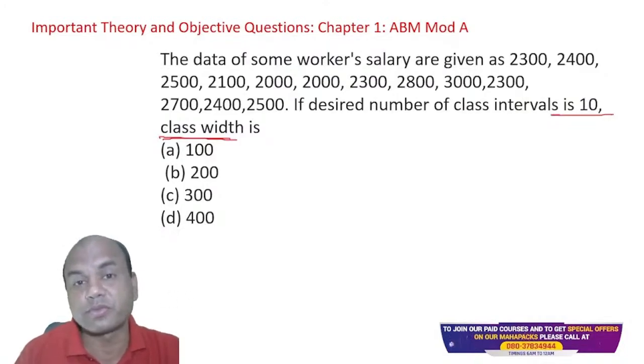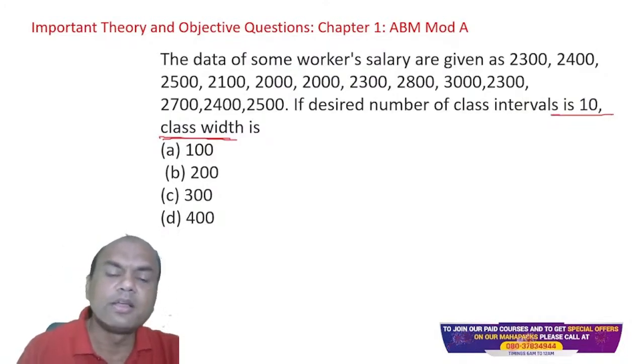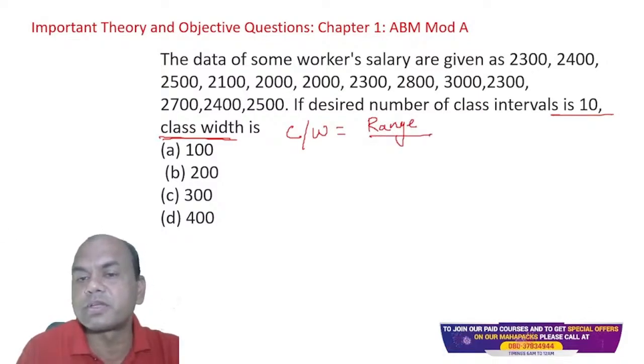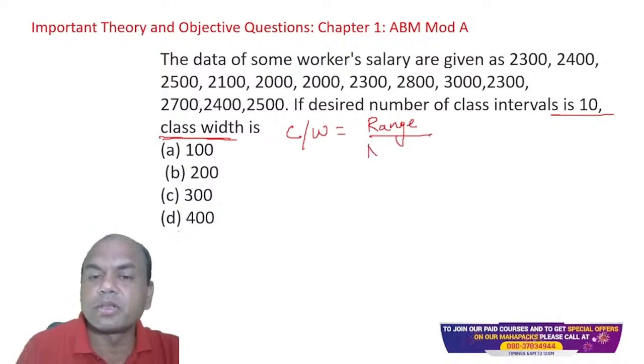How to find out the class width? Remember, the formula for class width, I'll write CW: class width equals range upon the required number of intervals. Okay, range upon number of intervals.